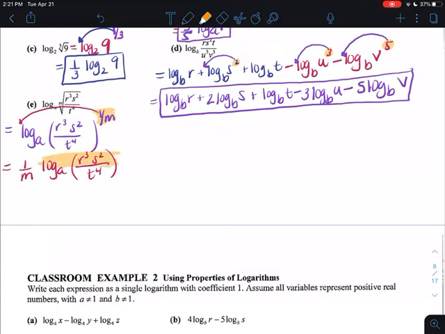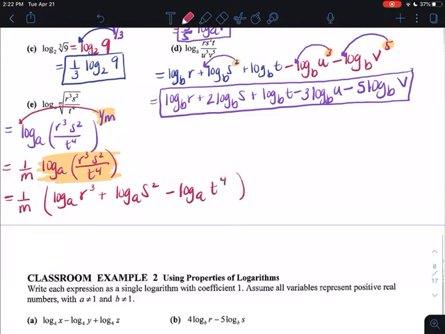Now I need to expand all this stuff. All this stuff behind the word log, I need to separate. Anything that's at the top of the fraction will be separated by plus signs. Anything at the bottom will have a minus in the front. The 1 over m needs to stay there, and it applies to everything that's attached to that log. So I'm going to put a 1 over m, and then parentheses: log base a of r cubed plus log base a s squared. The t to the fourth is in the bottom, so I'm going to put minus log base a of t to the fourth.